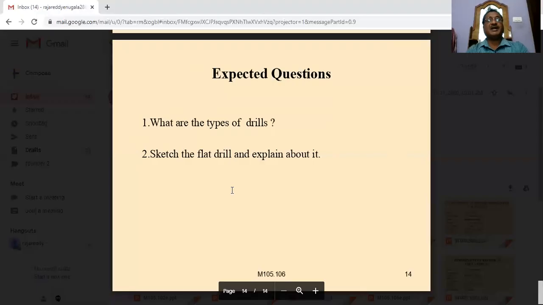Expected questions regarding this chapter. Question number 1. What are the types of drills? Question number 2. Sketch the flat drill and explain about it.